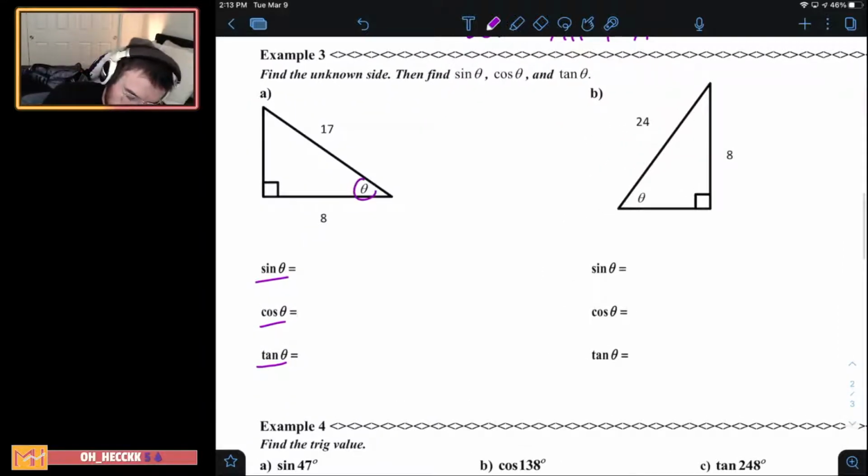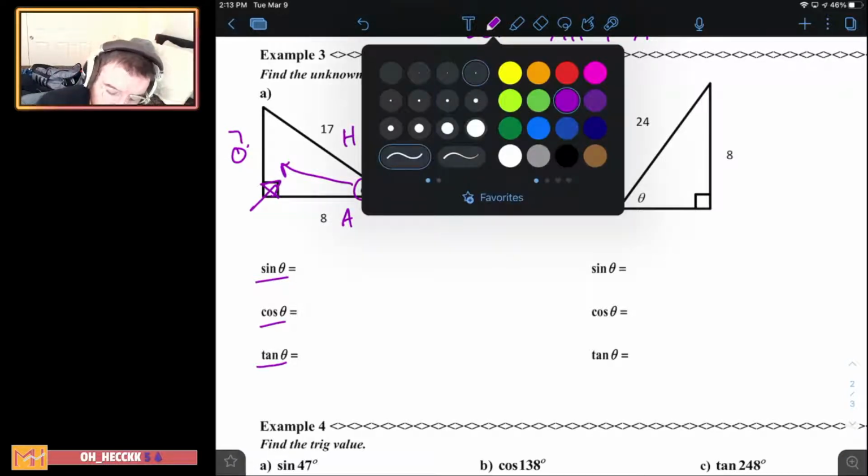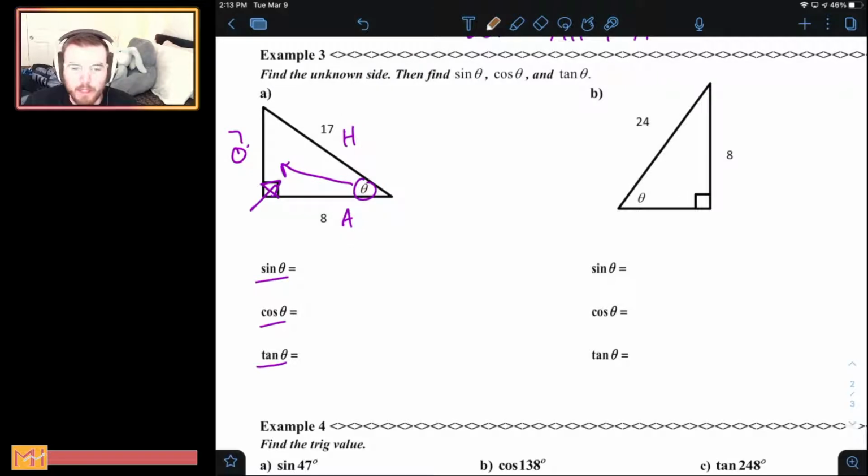This is theta, right? So if the arrow points out, this is the opposite side. This box points towards the hypotenuse, leaving us with 8 as the adjacent side. What is the opposite side? We don't know at this particular point in time, but how can we find it? We can use the Pythagorean Theorem. This is a right triangle, and we know that leg squared plus leg squared equals hypotenuse squared.